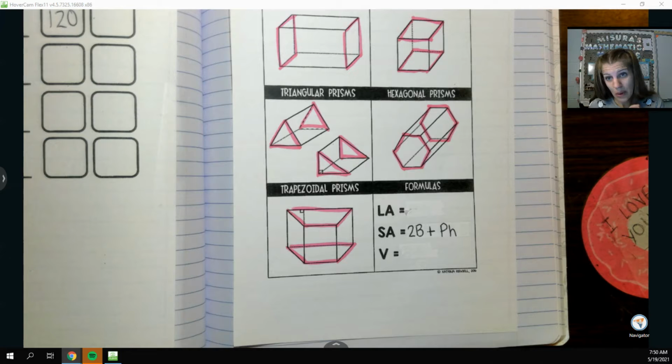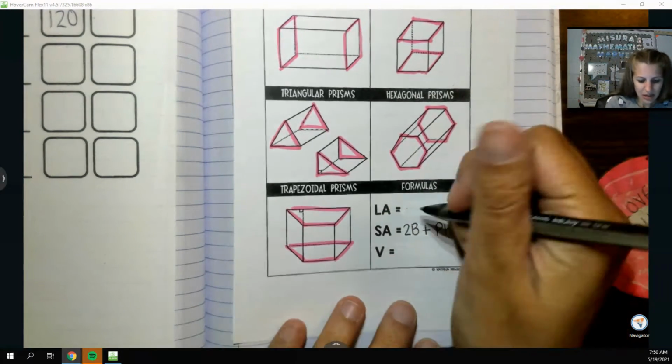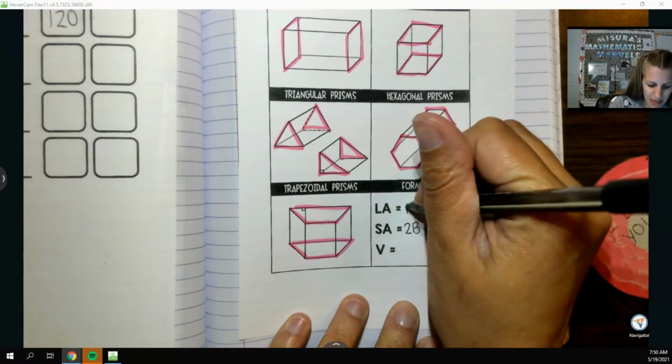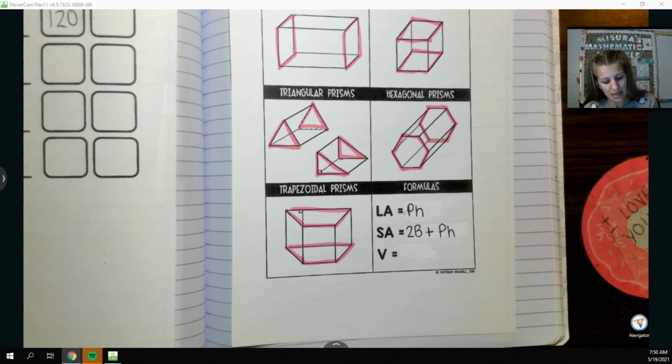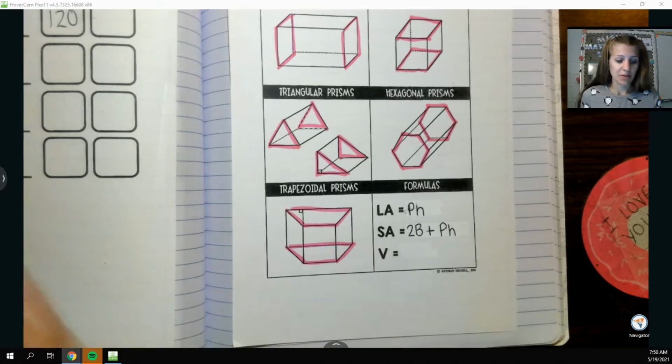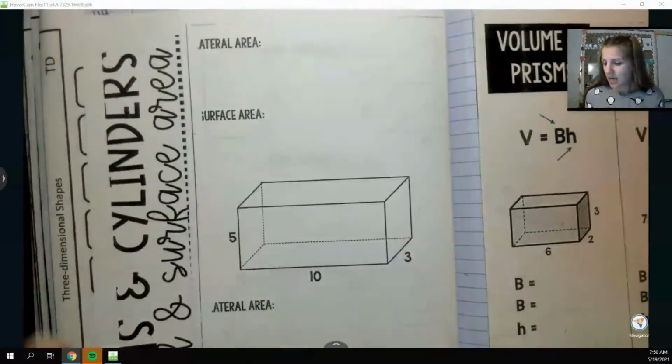Sometimes all we want of the area of a three-dimensional shape is the stuff around, and that's called lateral area. So if I only want the stuff around, then I only want perimeter times height. I don't want the area of the bases. And then we'll fill out this last one a different day. So on to the next page.